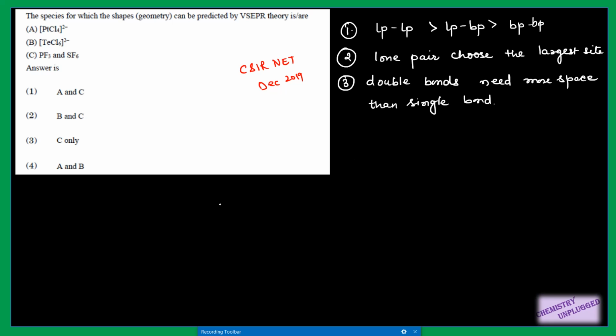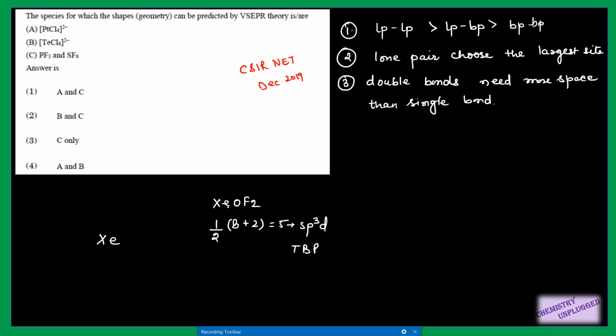For example, suppose I have XeOF2, this molecule. I will first try to find out its hybridization. It has 8 and 2, meaning it will be 5, right? According to 5, it should have hybridization sp3d. sp3d means it will have a trigonal bipyramidal structure.